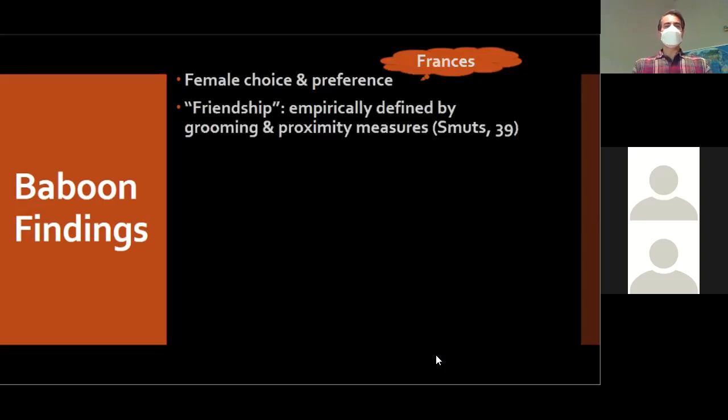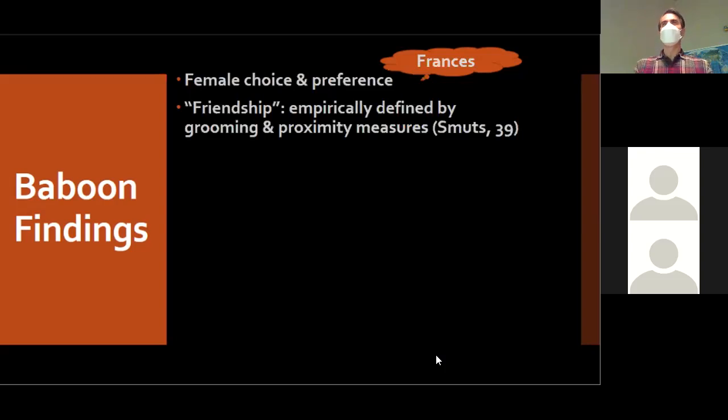And then Smuts starts to talk about what the title of the article is, the idea of friendship. And by friendship, what she's talking about here is how close in proximity various baboons are to each other, how much time they spend grooming each other. So this is not subjective. She is not able to communicate with the baboons.